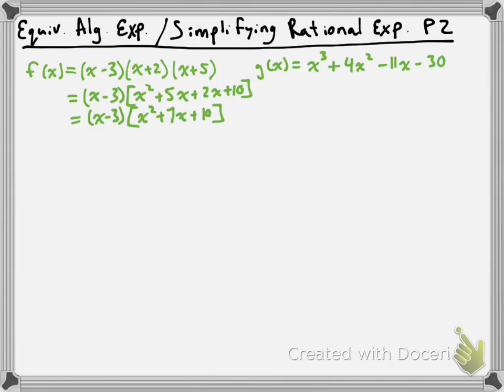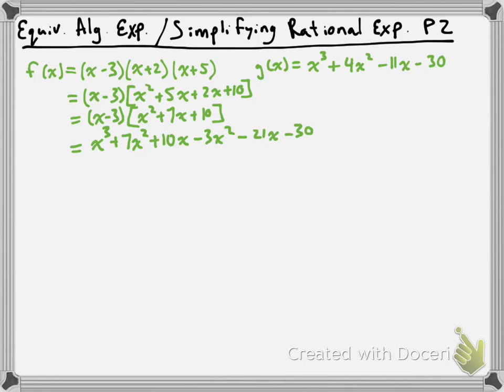And now I'm multiplying a binomial by a trinomial, and it works exactly the same way. I multiply x by each term in the trinomial, and then I multiply negative 3 by each term in the trinomial. So x times x squared is x cubed, x times plus 7x is plus 7x squared, x times plus 10 is plus 10x, and then I move on to the minus 3. So negative 3 times x squared is negative 3x squared, negative 3 times 7x is negative 21x, and negative 3 times 10 is minus 30.